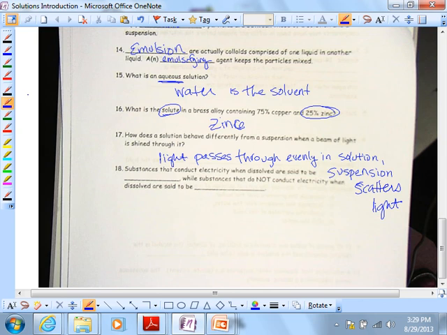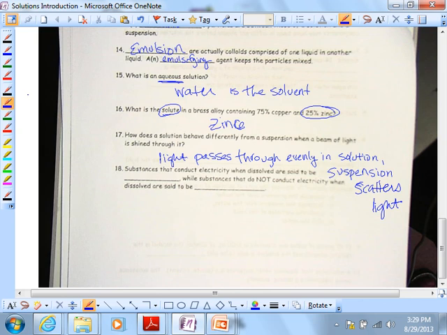Right? And the reason is because in a solution, because we're homogeneous, we have uniform particle size throughout. But in a suspension, we have varying particle size. So we'll have these big particles and small particles that will catch light differently and therefore scatter it, which is somewhat similar to the Tyndall effect. Okay? But it happens in any suspension.